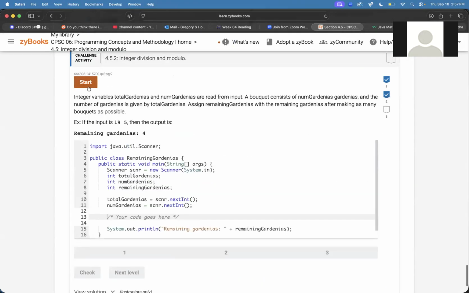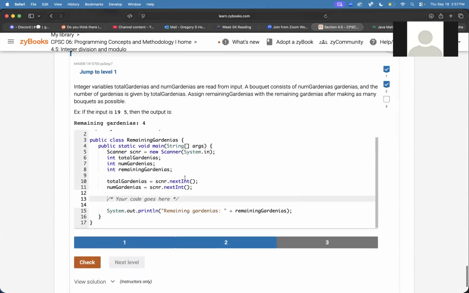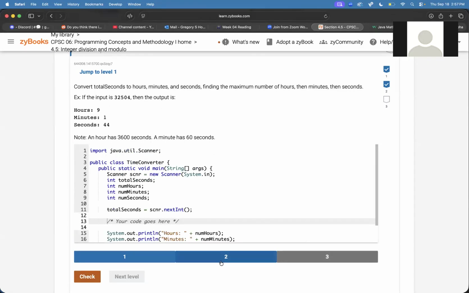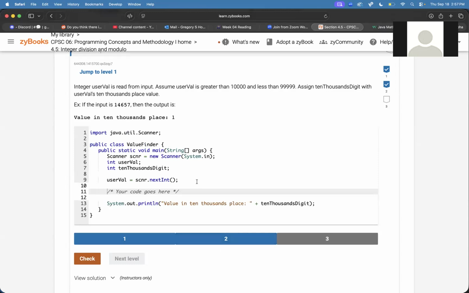All right, let's take a look at these, and then this is where we'll have to stop. Level 1, level 2, level 3. Let's do level 2. Level 3 looks like something we did in the other class, so let's do 2.